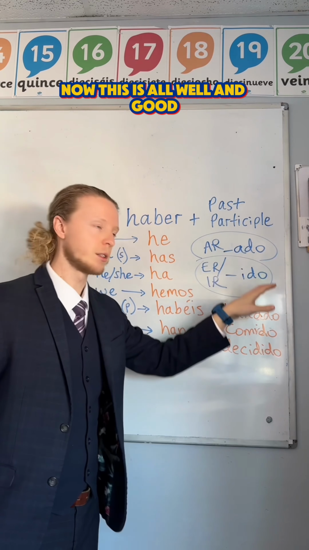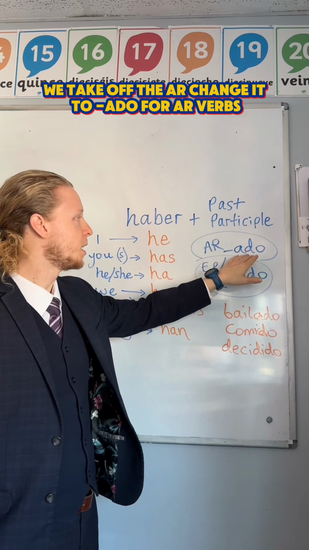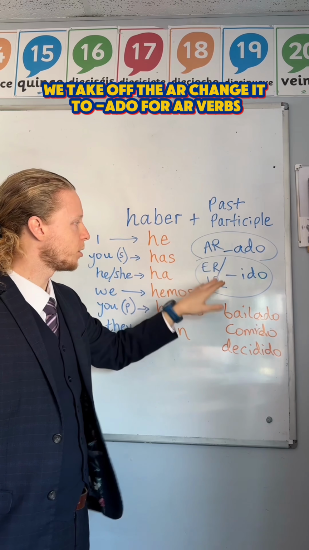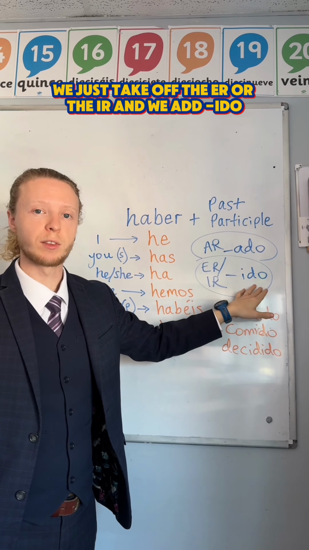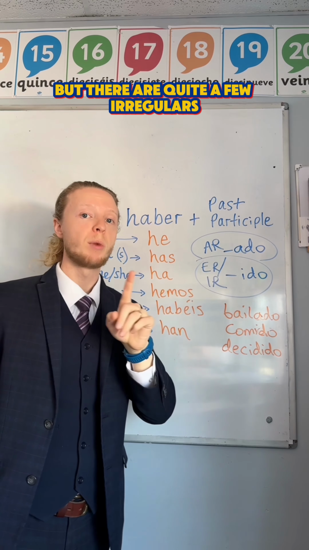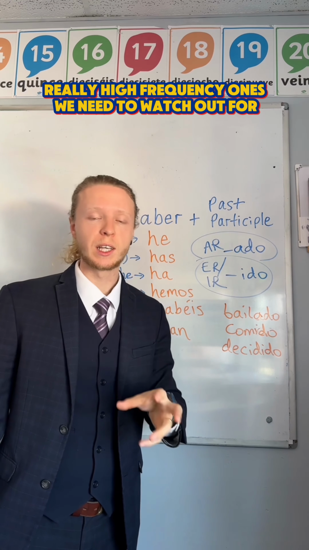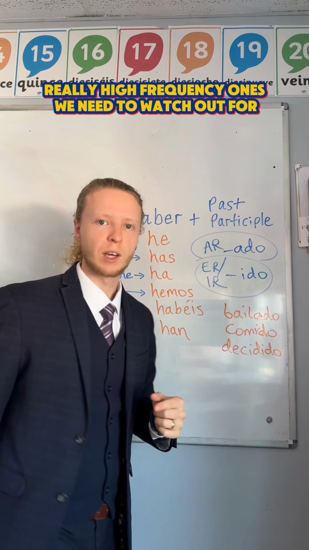Now, this is all well and good. Quite easy. We take off the AR, change it to ado. For AR verbs, for ER and IR, we just take off the ER or the IR and we add ido. But there are quite a few irregulars, really high frequency ones we need to watch out for.